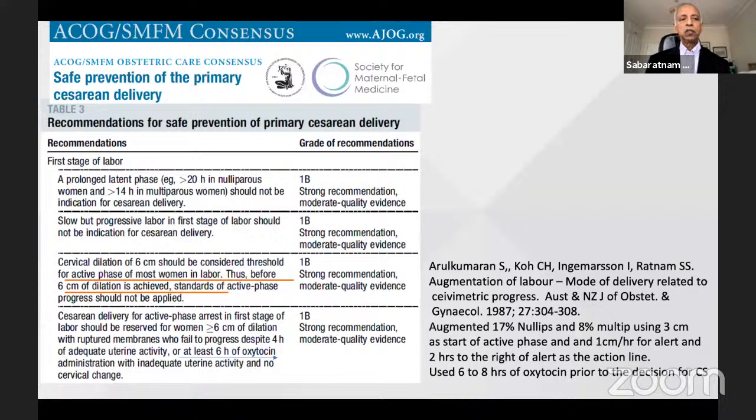The American College took that into consideration, and they said prolonged latent phase should be 20 hours in nulliparous and 14 hours in multiparous. So completely different from the 8 hours of the WHO. And they also advocated 6 centimeters to be considered as the start of the action line. And they said you must give at least 4 to 6 hours of oxytocin infusion. Now, this has been studied in 1987 by myself and our team in Singapore. And we also mentioned that you must give 6 to 8 hours of oxytocin prior to the decision for C-section if you want to achieve maximal vaginal delivery.